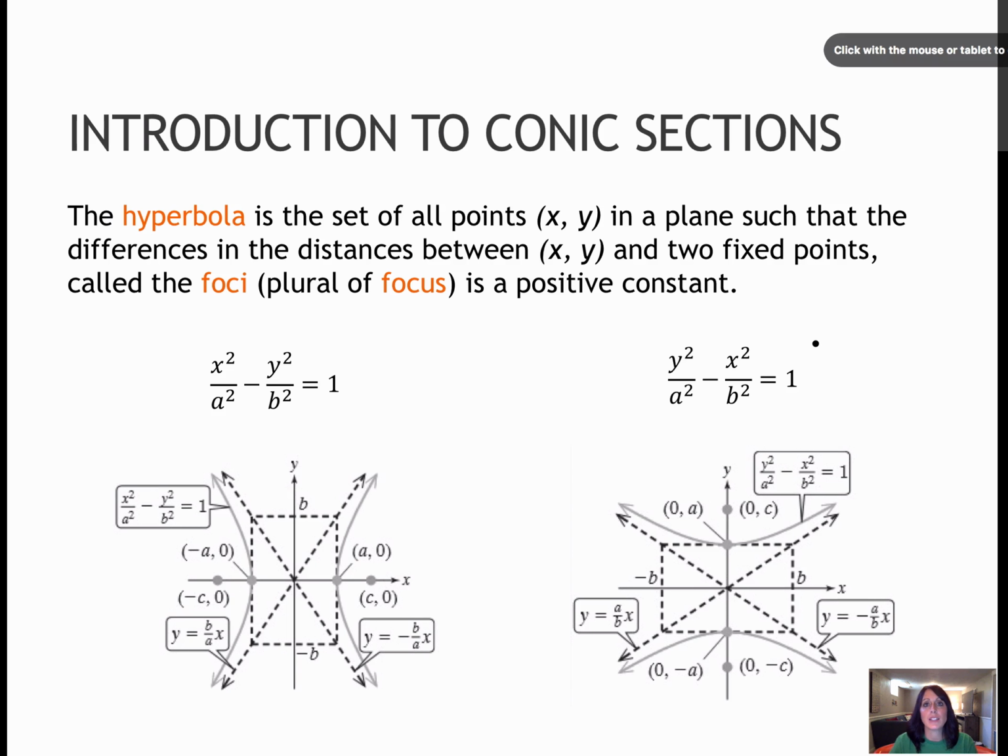The hyperbola is the same idea as the ellipse, except notice now we have the minus in between. And so instead of taking those two sides and coming together, now the two sides are coming apart. So that's the difference between the two. Same idea, the hyperbola is the set of all points such that the difference in the distances, so now differences rather than sum, between x, y, and the foci is a positive constant. We'll talk about how to graph these later. But again, just as before, if the a value is below the x, notice that it's this direction. And then if the a value is below the y, it is now this direction.